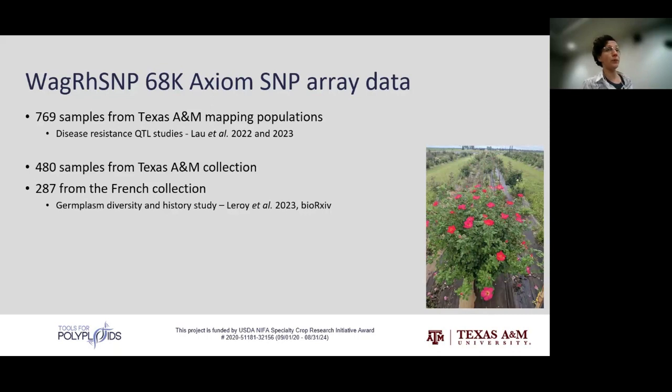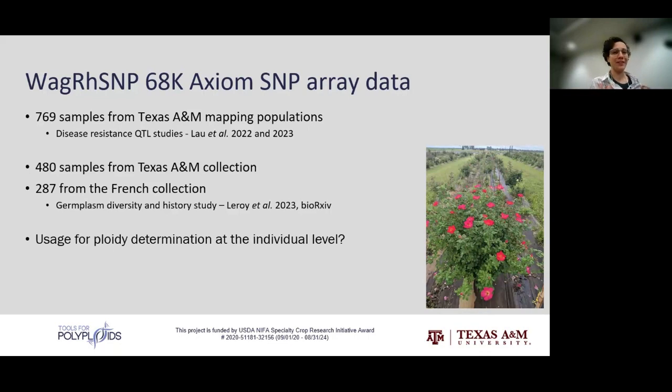And other people have been using this array, and I could find raw data available in a bioRxiv paper that came out this year from the French group. They had 287 samples that I also used in this work. And we thought how convenient it would be if we could use the Axiom array to also estimate the ploidy of the samples that we don't know the ploidy.